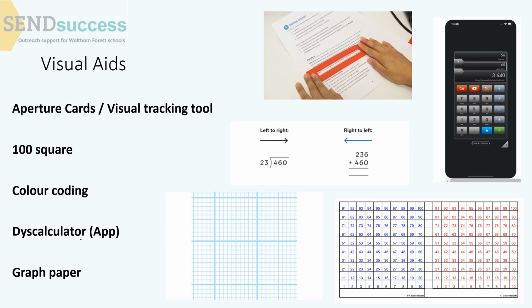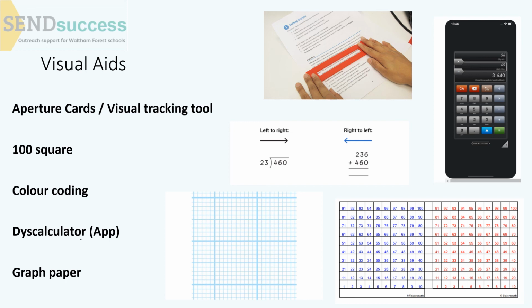When learners are faced with a page of calculations, they can struggle to keep track of which calculation they're working on. So aperture cards or reading window cards, or this visual tracking tool, where only one calculation is visible at a time, can really help. Using a 100 square like this one in the bottom right, where the decimal structure builds from the bottom up with 0 to 10 along the first row, shows how the numbers get bigger as you move up the grid.